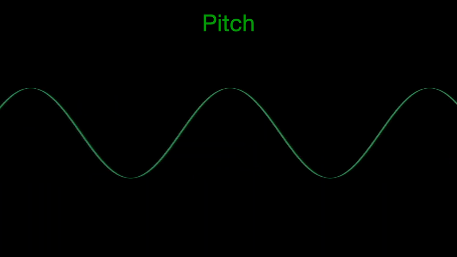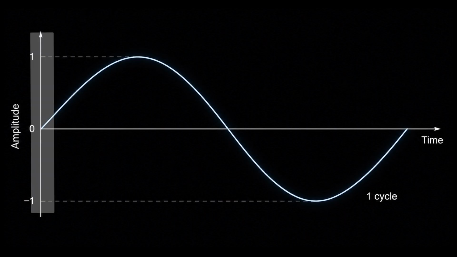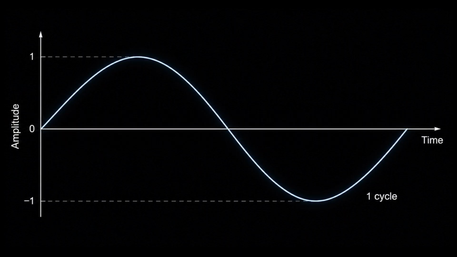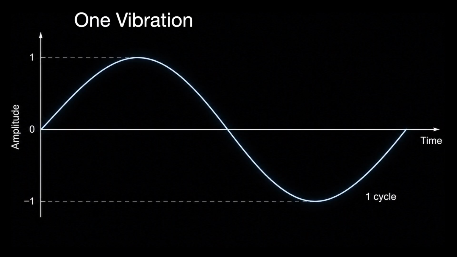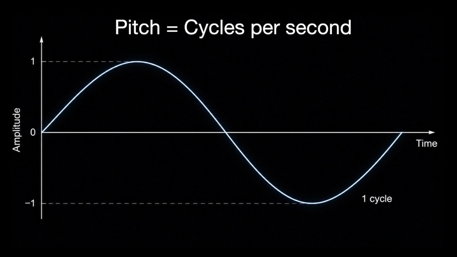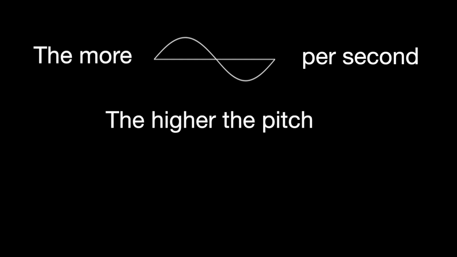Pitch. Notice its shape, a repeating motion up and down. Here's a simple graph showing one complete cycle. The vertical axis represents how loud the sound is, and the horizontal axis is time. What you're seeing here is one complete vibration, what we call a cycle. And what determines pitch is how many of these cycles occur in 1 second. The more of these cycles we have in 1 second, the higher the pitch becomes.